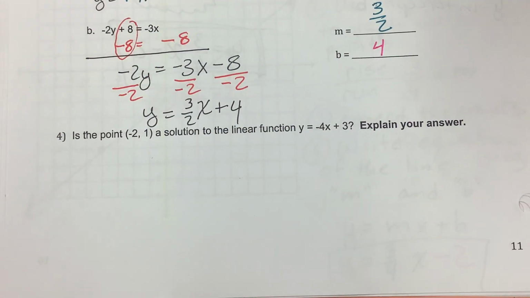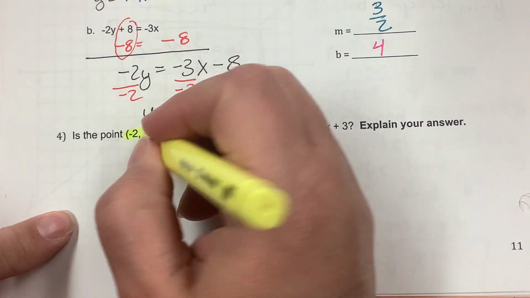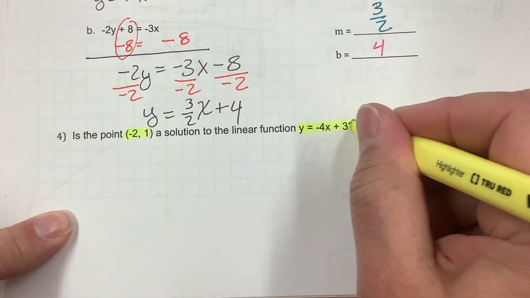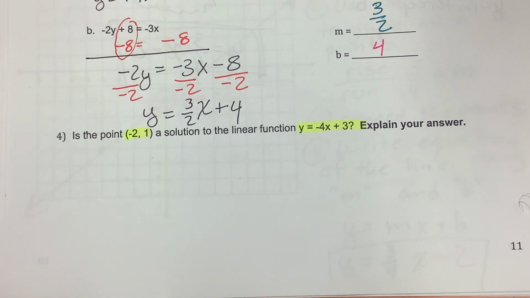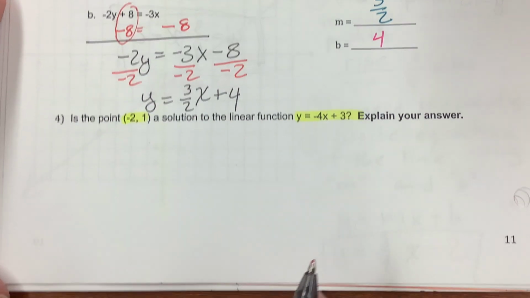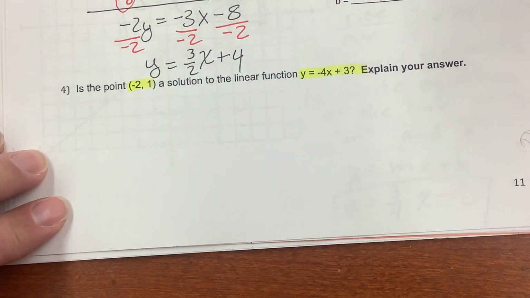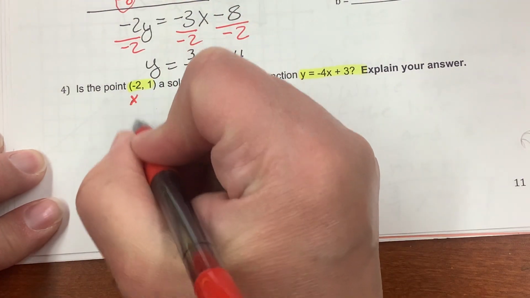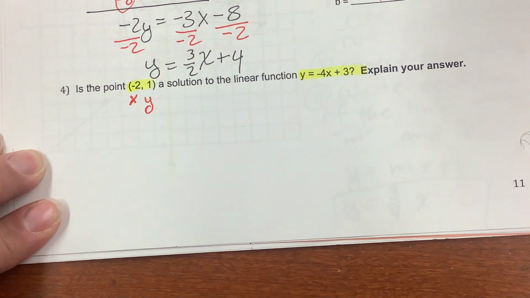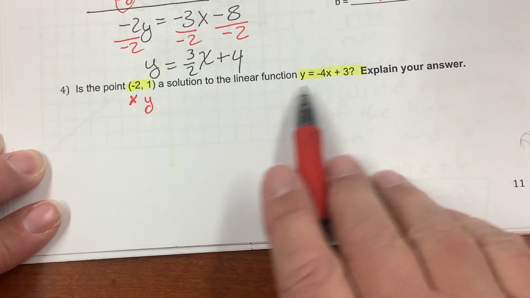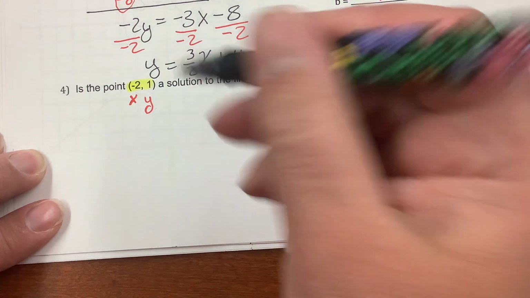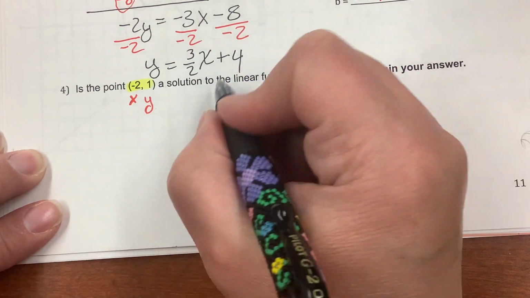Oh, we're back to this. What is the point negative 2, 1, a solution to the linear function y equals negative 4x plus 3? So first, I have to write down the information that I know. I know x is negative 2. I know y is 1. And then I have to substitute that information into this equation.